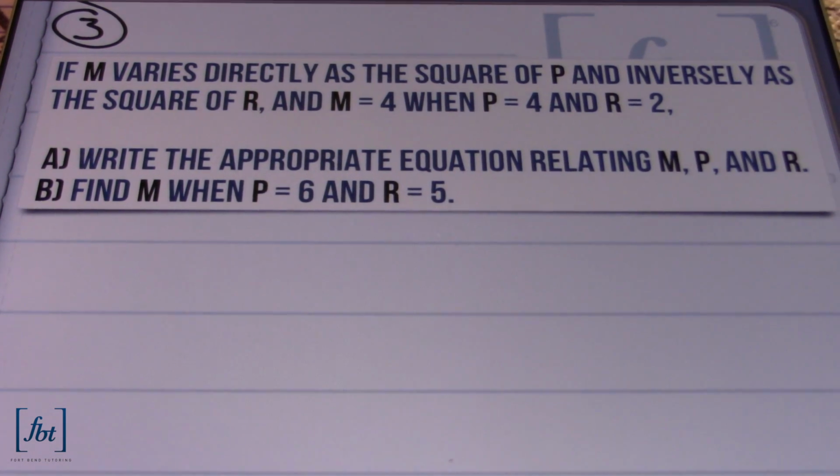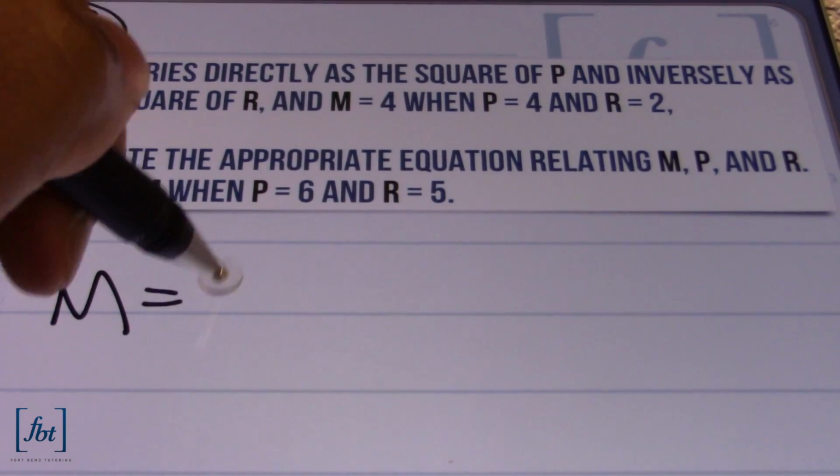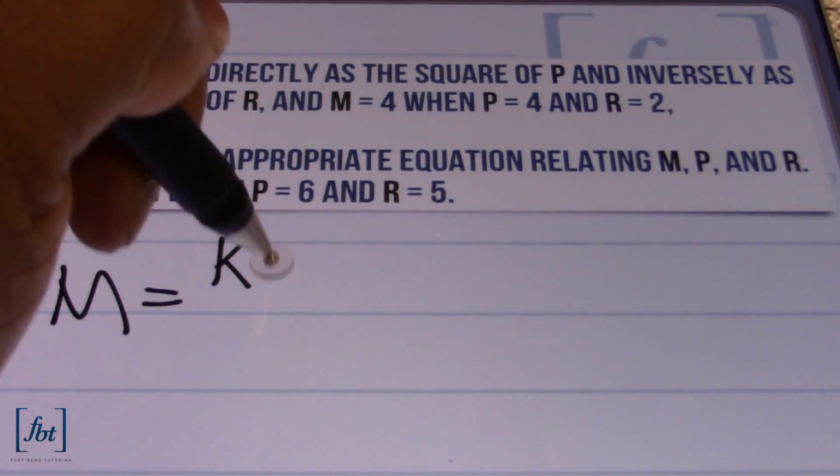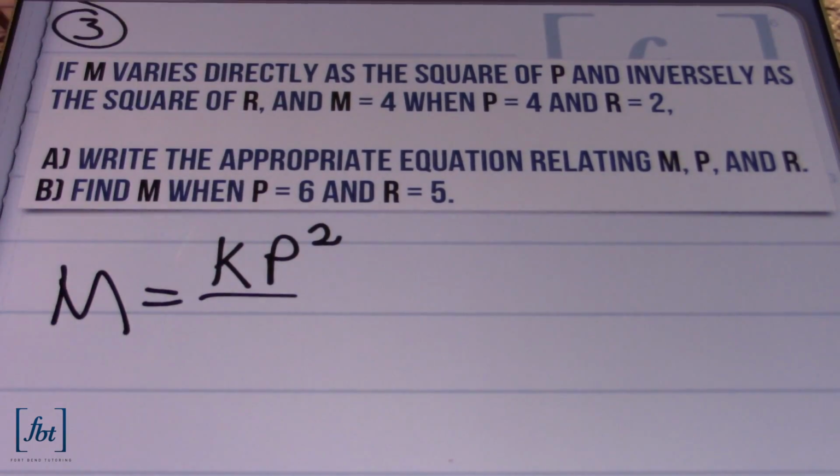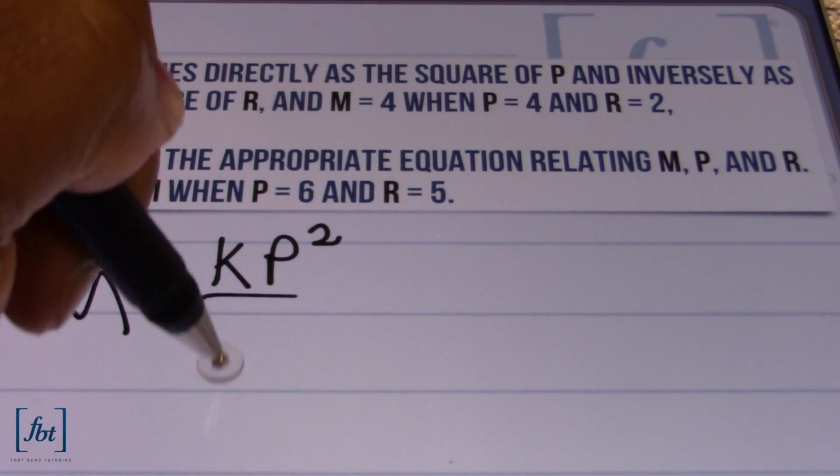All right, we have problem number 3 now. In problem number 3, it says if m varies as the square of p and inversely as the square of r, and m equals 4 when p equals 4 and r equals 2, write the appropriate equation relating m, p, and r. And part B wants us to find m when p equals 6 and r equals 5. So let's go ahead and set up our equation. We'll start with m varying directly as the square of p and inversely as the square of r.